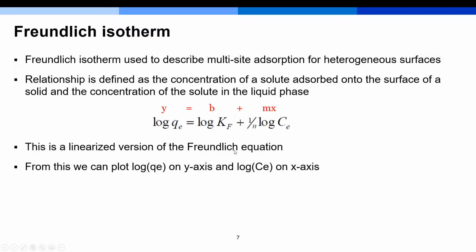So the other type of isotherm we'll be looking at today is the Freundlich. And the Freundlich isotherm is used to describe multi-site adsorption for heterogeneous surfaces, so it does take into account that there could be many different types of binding sites. So this relationship is described by the equation just down here, and pretty much you're just taking the log of QE and plotting it against the log of CE.